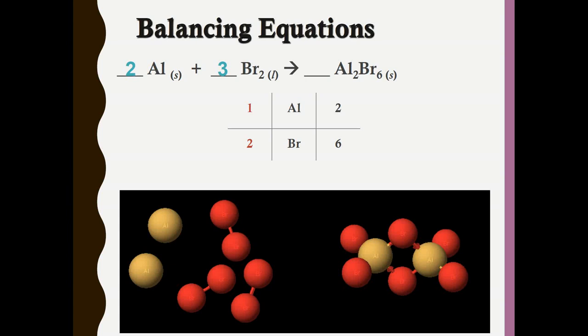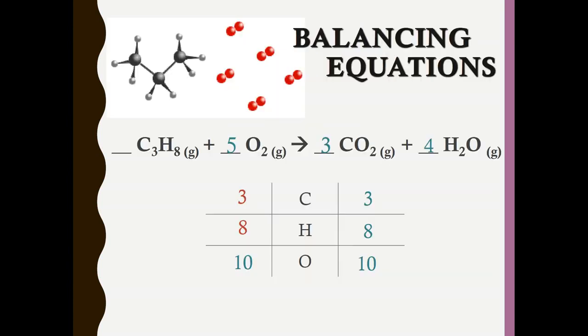So now if you want to balance this, you have to multiply aluminum by 2 to get 2 aluminums on both sides, and multiply bromine by 3 on the left side so that you get 6 bromine on both sides. So the final answer is going to be 2 Al plus 3 Br2 goes to 1 Al2Br6. Now let's go to the next slide. It's another equation that you have to balance. Take 5 minutes, pause the audio, try to do it by yourself and come back and check your answers.